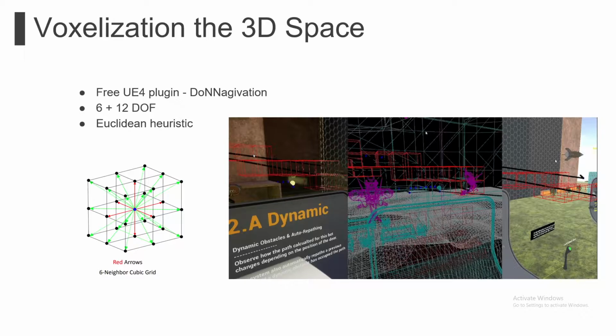So our project was made using the Unreal 4 engine. We started with a free plugin called DON Navigation to generate our 3D voxel space. These voxels have the 6 standard degrees of freedom and 12 combined from these 6 for movement to get our neighbors. Finally, we used Euclidean distance to calculate the heuristics for the search algorithms.